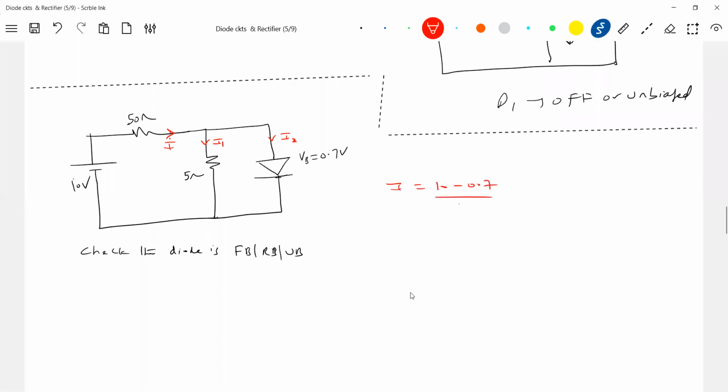10 minus 0.7 by 50, 9.3 by 50. Similarly, calculate I1: 10 minus 50I. Calculate I1. Then apply KCL. Then check I2. If you get I2 positive, the diode is forward biased. If you get I2 negative, it is unbiased or off.